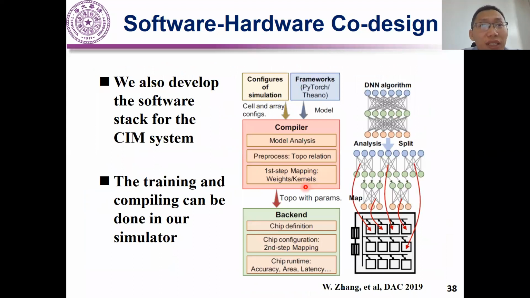We also developed the complete software stack for the CIM system. The software and hardware have good compatibility. Besides, the training and compiling can be done in our simulator.